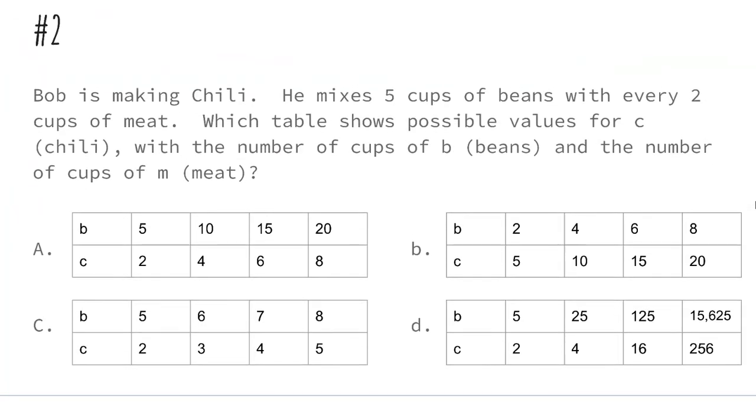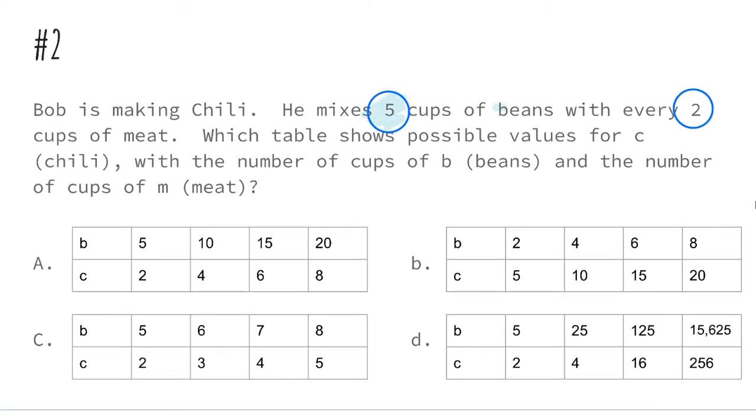Okay, number 2. Bob is making chili. He makes 5 cups of beans with every 2 cups of meat. Which table shows possible values for C, chili, with the number of cups B, beans, and the number of cups M, meat, okay? So here we've got 5 cups of beans with every 2 cups of meat, right? I think these are supposed to be M's instead of C's, so we're going to change these to M's. Okay, so if I look here, I need to have 5 with beans and 2 with meat.